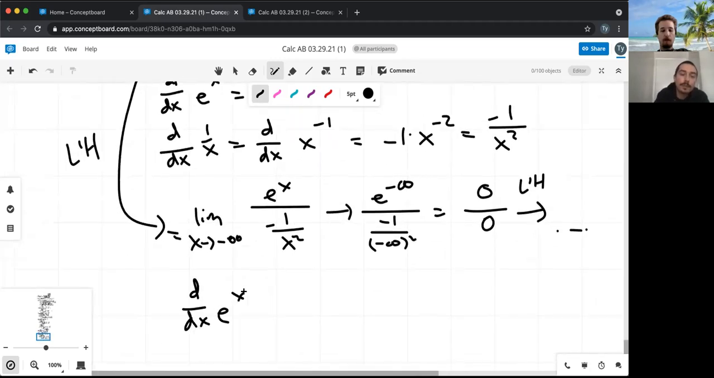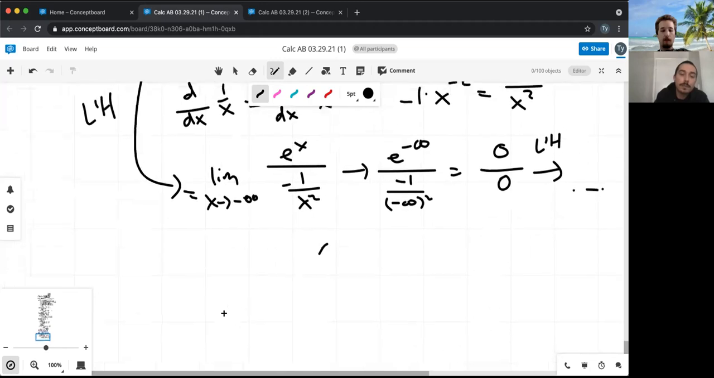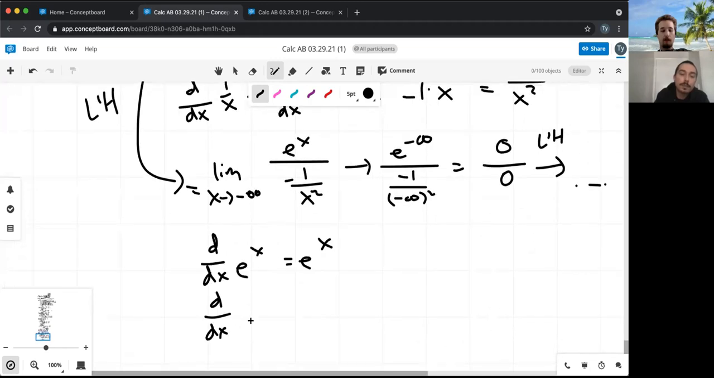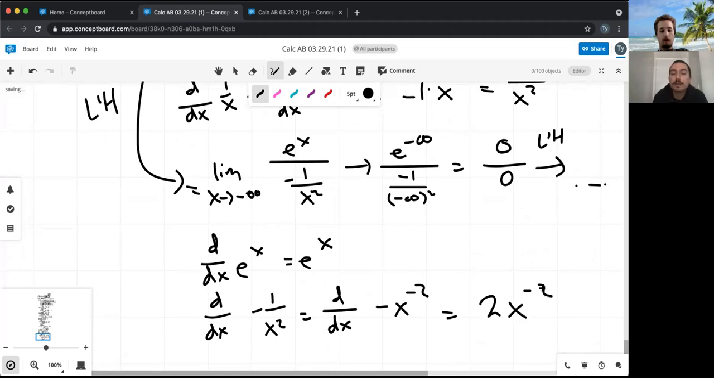Derivative of the top is going to be the same. Derivative of the bottom, -1 over x squared, is the same as the derivative of negative x to the -2. We can use power rule. We get 2x to the -3.